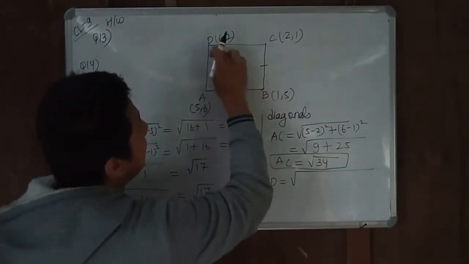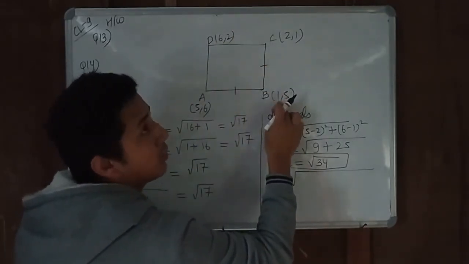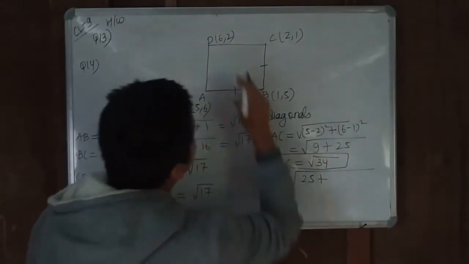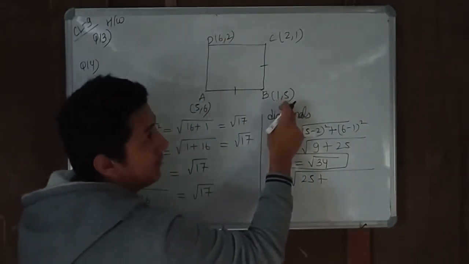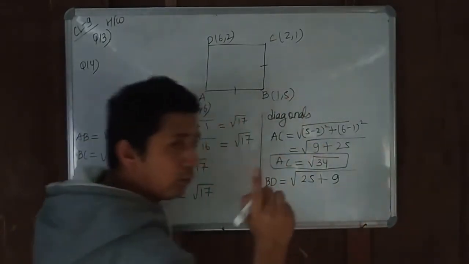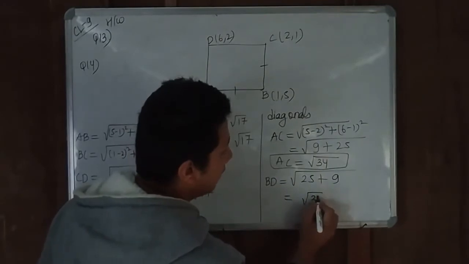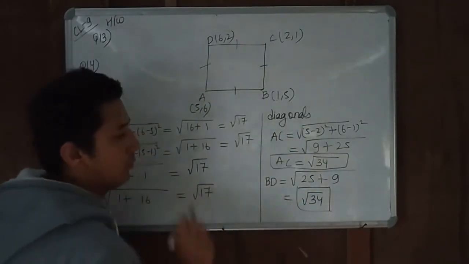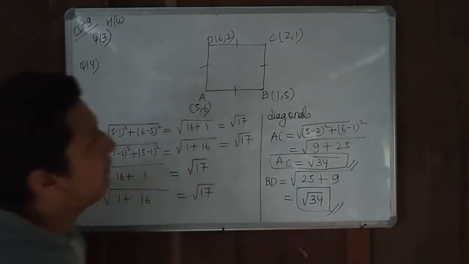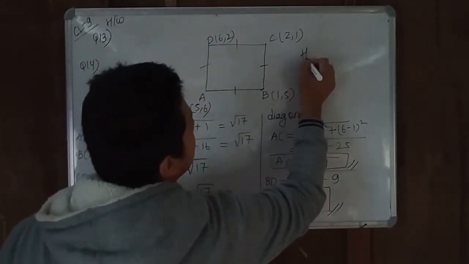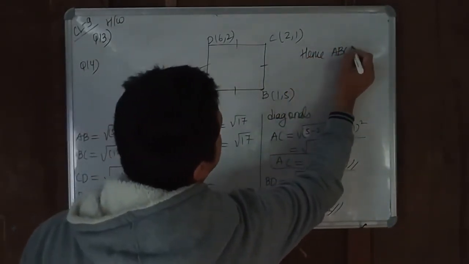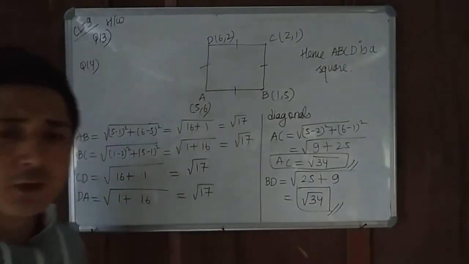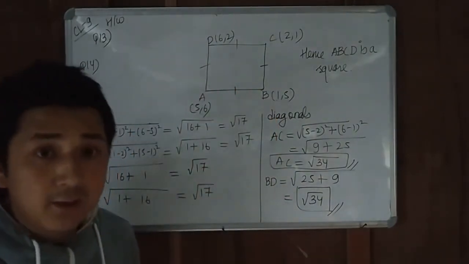So BD means 6 minus 1, which is 5. 5 squared is 25, plus 2 minus 5, which is minus 3, squared is 9. I hope you're clear with this. So root over 34. Now we can see all the sides are equal and the diagonals are also equal. So hence ABCD is a square, no doubt.